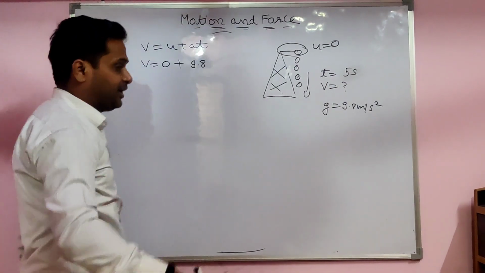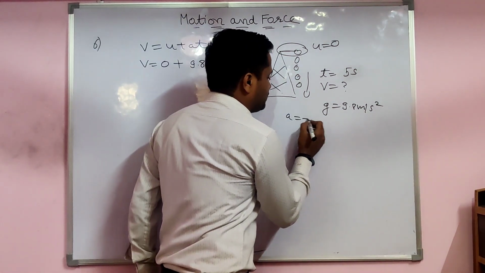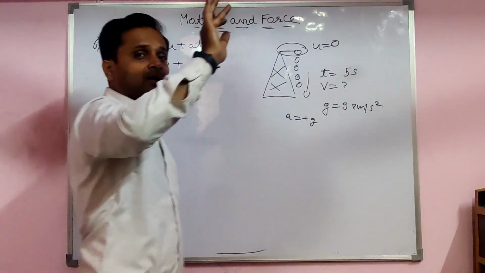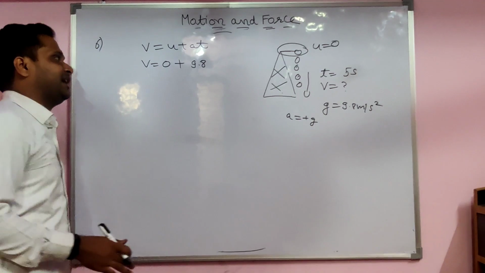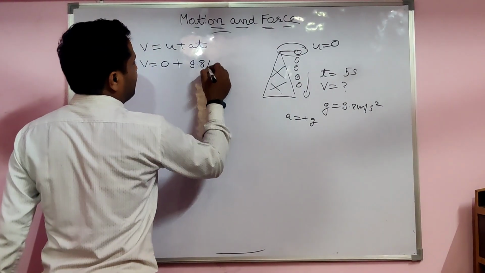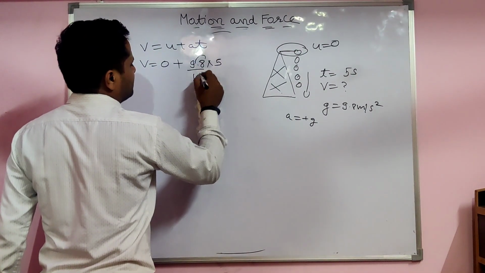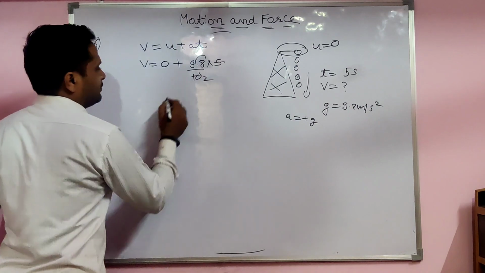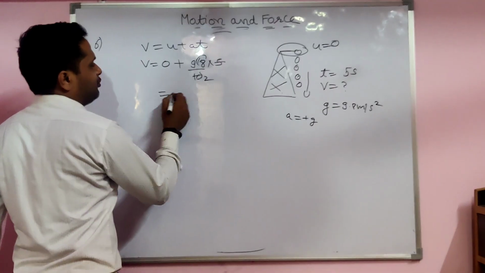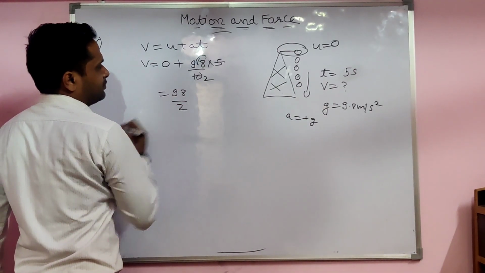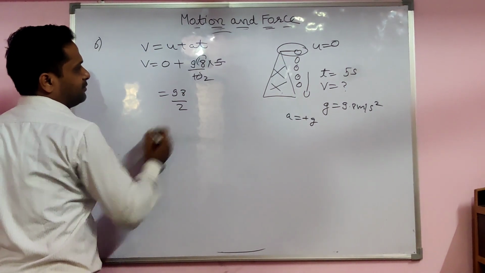When the body is coming down, the acceleration is always positive. If it is moving away from gravity, then it is negative. The time period here is 5 seconds. Very easy. See here, 5 seconds.